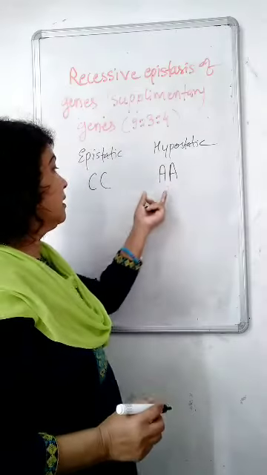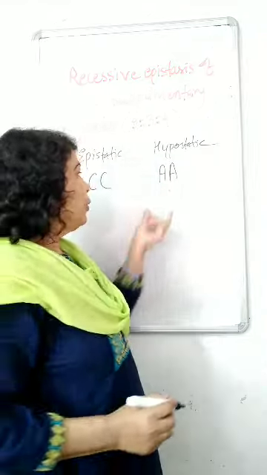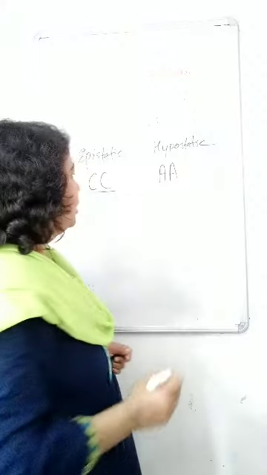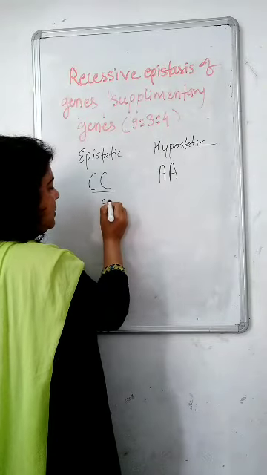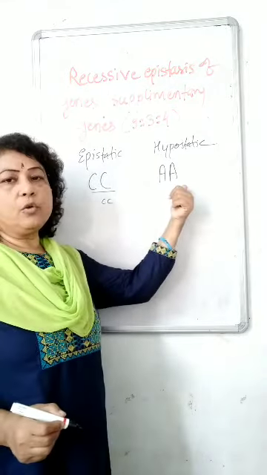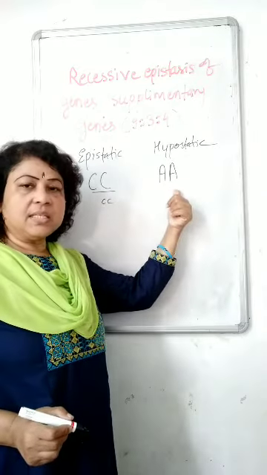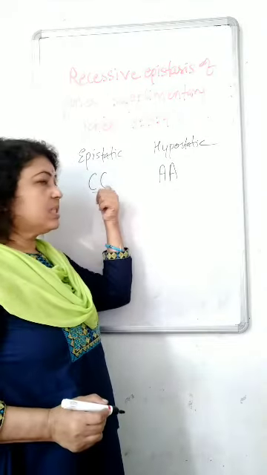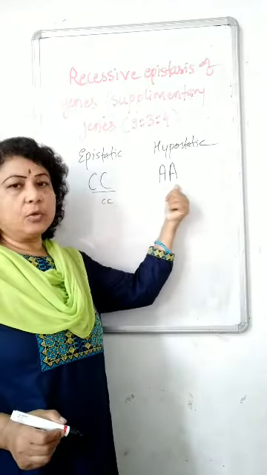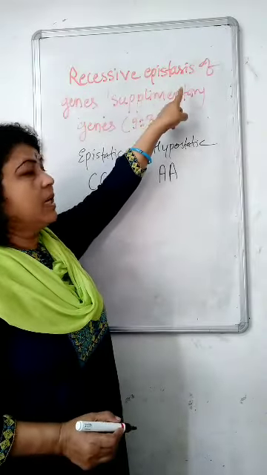In this case, A expresses its character only when C is in dominant condition. But when this C, the epistatic gene, is in recessive condition, it masks the effect of the dominant A. That means A does not express its character without C. And therefore it is known as recessive epistasis.